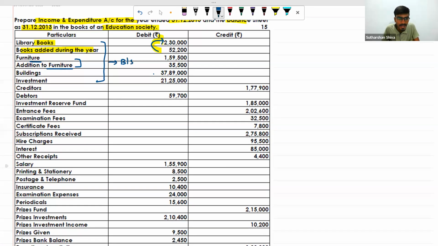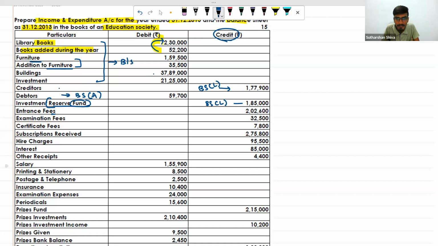Correct. Then I have my creditors. Creditors will go to my balance sheet on the liability side. Debtors I am having, it will go to my balance sheet on the asset side. Investment reserve fund is on the credit. If I say fund, it is for some specific purpose, and it is also a reserve. I will take it to my liability side.